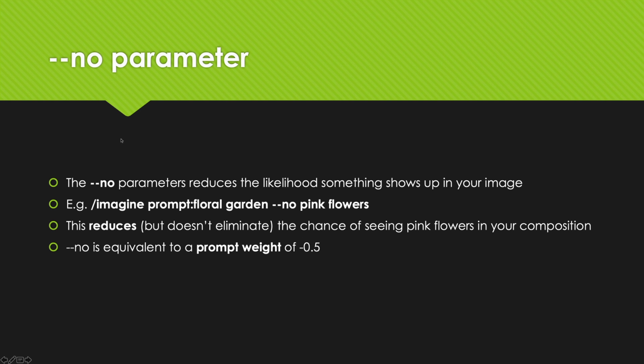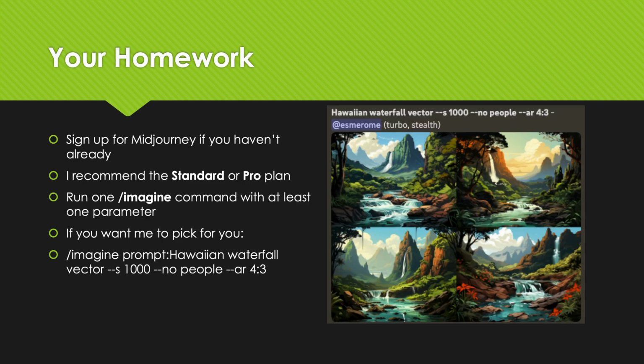So if you want a Technicolor picture, but you don't want any hot pink, you could just say --no hot pink. And I would recommend putting commas between different things that you don't want. So if you don't want hot pink and you don't want flowers, you could say --no hot pink, comma, flowers. Because if you don't have that comma, it's going to think, okay, no hot pink flowers, but other flowers are fine. So that's basically it for this one.